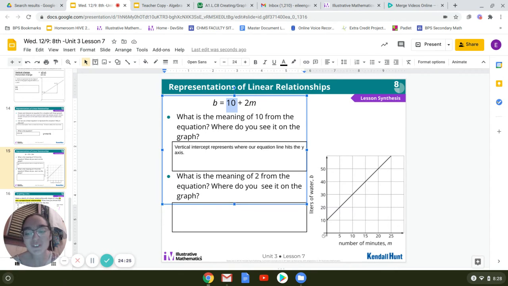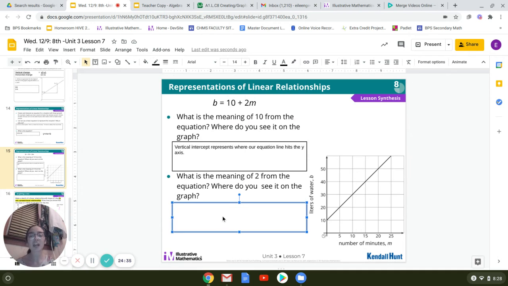Now, what does the 2 represent in this situation? So that 2 is attached to our letter, which means that's our constant rate of change. And we said another word for that constant rate of change is that easy word. That's our slope. That is our slope. So the constant rate of change is our slope.